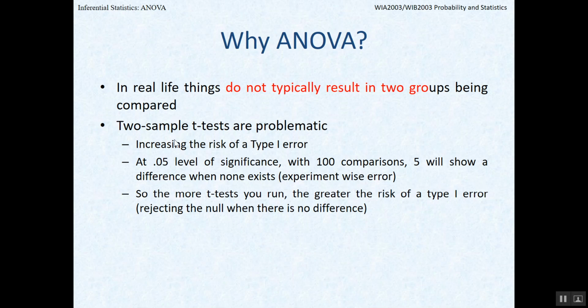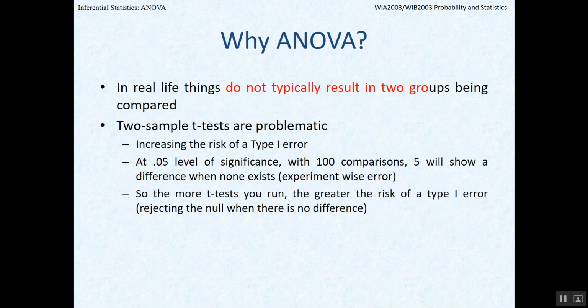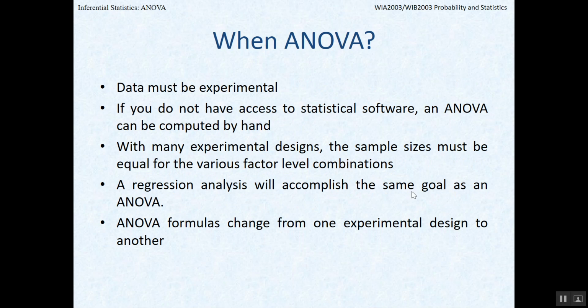Here, let us see. Two sample t-tests are problematic, of course, increasing the risk of type 1 error, as mentioned just now. The type 1 error is where you reject the null hypothesis when it was actually true. At 0.05 level of significance with 100 comparisons, 5 will show a difference when none exists. So the more t-tests you run, the greater the risk of type 1 error, rejecting the null when there is no difference. One other way you can do this is, when you have more than two groups, you can use ANOVA.